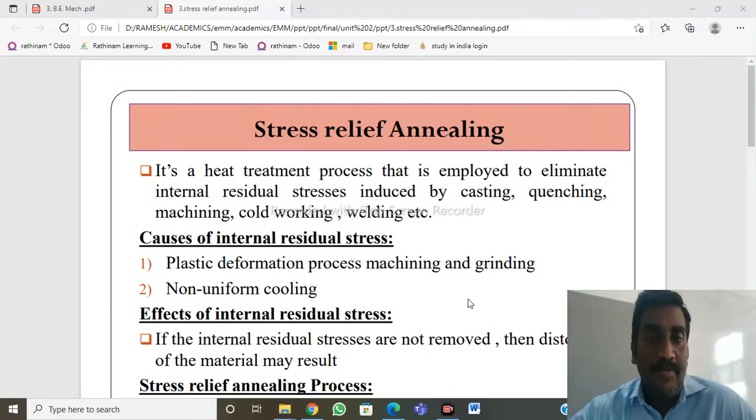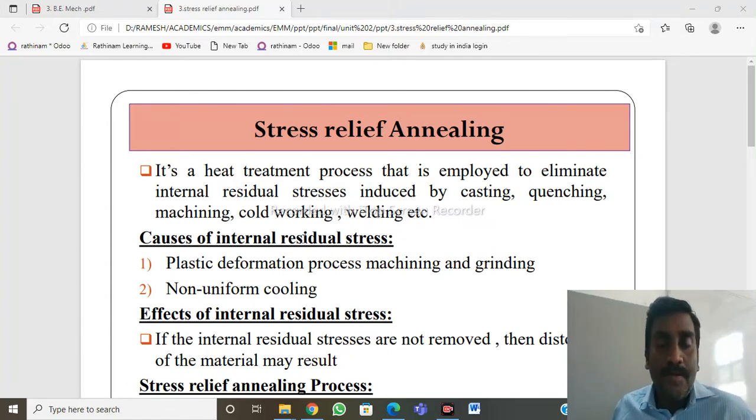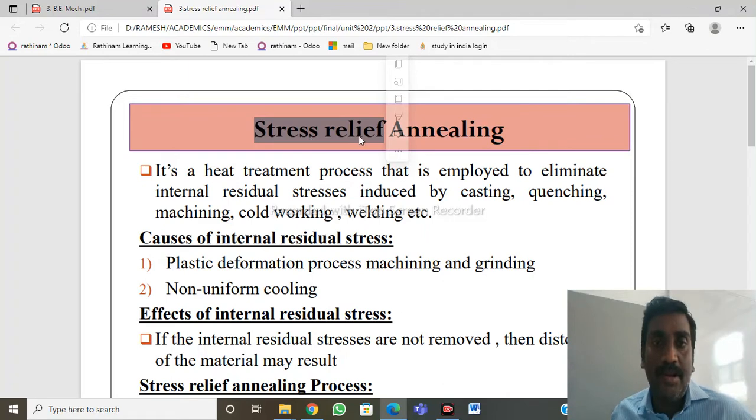In continuation of the last topic, annealing, we have completed process annealing and full annealing. Now we are going to see stress relief annealing. The name itself has the meaning of stress relief. That means the internal residual stress can be relieved after this process. After completion of this annealing process, the internal residual stress can be relieved.